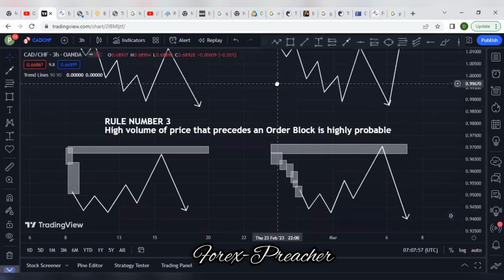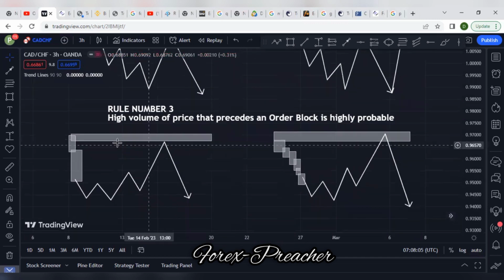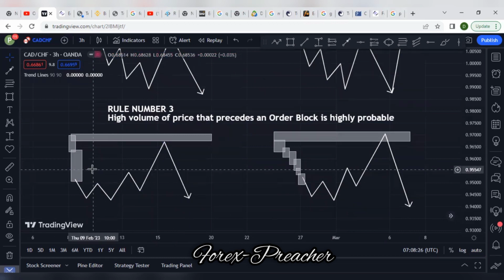Now, rule number three says that high volume of price that precedes an order block is highly probable. So what does this mean? Now we have our order block over here, and look at what happened. We have price pulling down. At this particular time, right from the order block, you want to see a very long candle, a candle that has momentum. Obviously, that should tell you that that is smart money action over there. Usually when this happens, it leaves a fair value gap or inefficiency. Since the market doesn't like leaving inefficiencies or imbalances, they try as much as possible to go back, fill it, and then they fall.